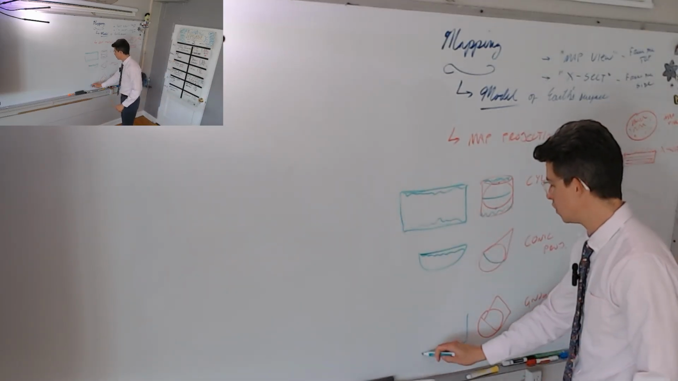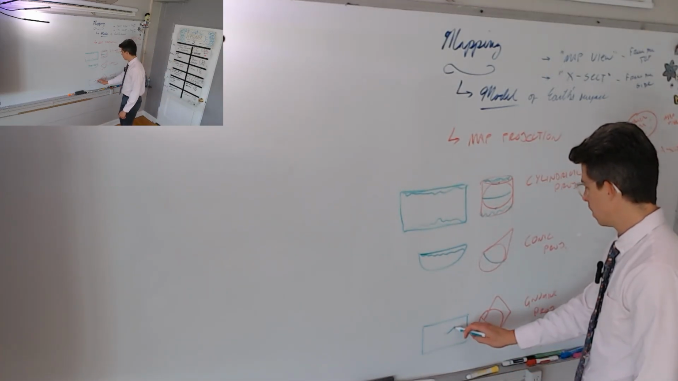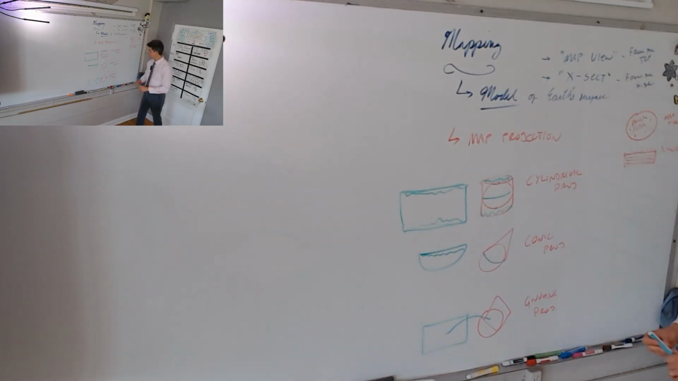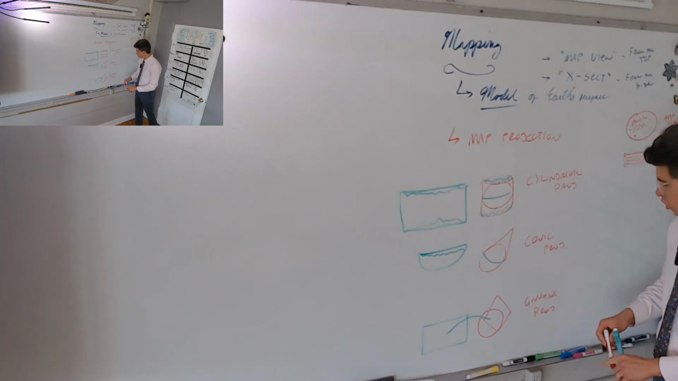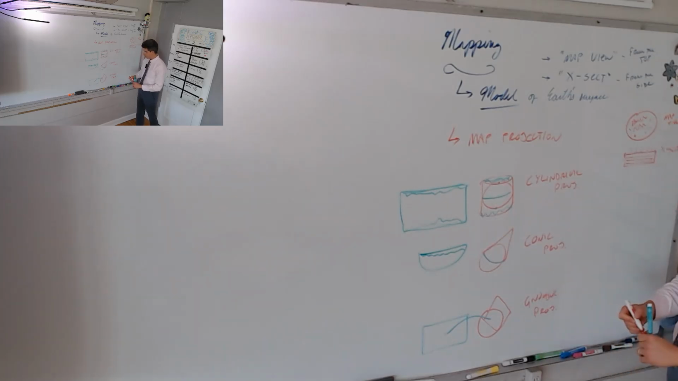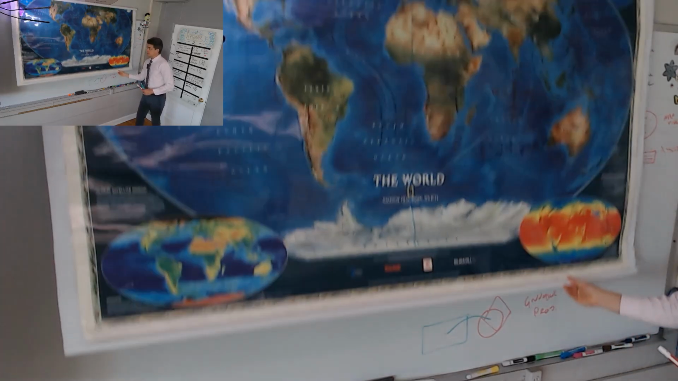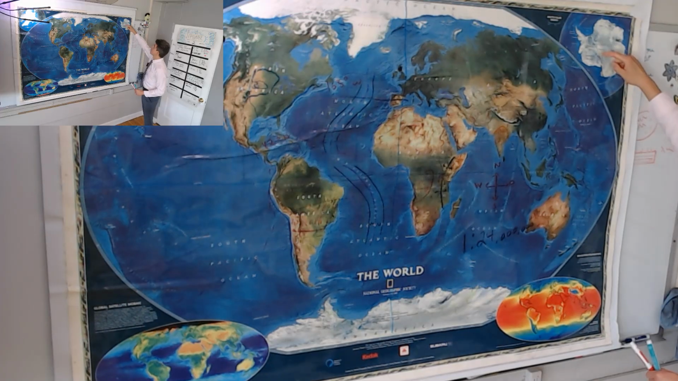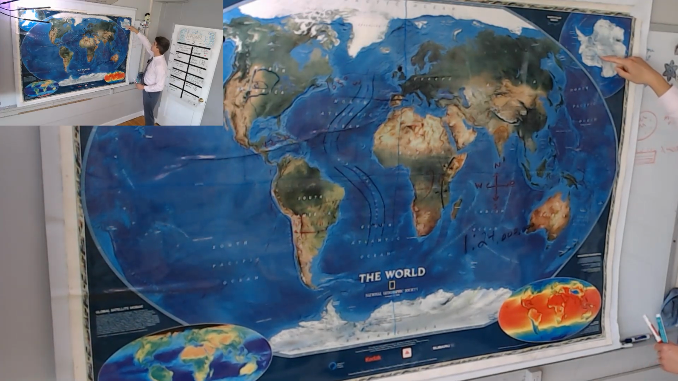What's that one called? Gnomonic. G-N-O-M-O-N-I-C. Gnomonic. Again, these up here now, these are gnomonic projections.